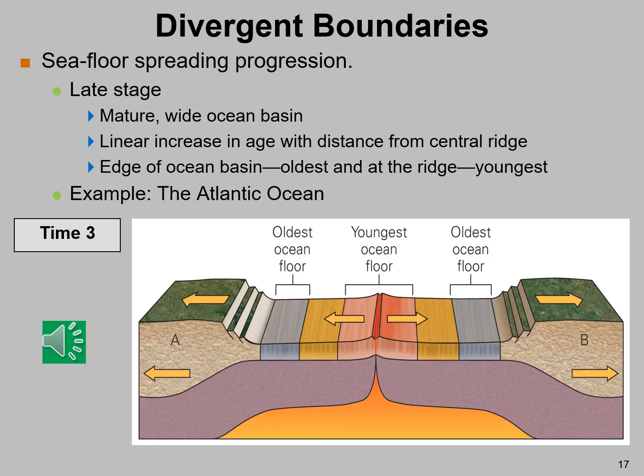The late stage of seafloor spreading progression is indicated by a mature wide ocean basin. We see a linear increase in age with distance from the central ridge. In other words, the edge of the ocean basin has the oldest material, and at the ridge we find the youngest materials. An example is the Atlantic Ocean, in which North America and Europe are separated by the mature Atlantic Ocean basin, and in the southern hemisphere, South America and Africa are separated by a mature southern Atlantic Ocean.